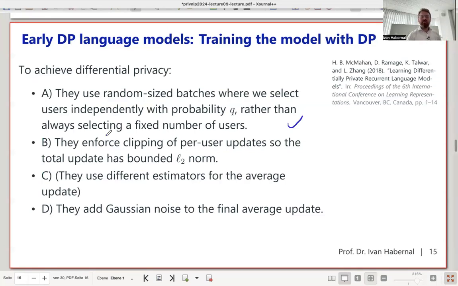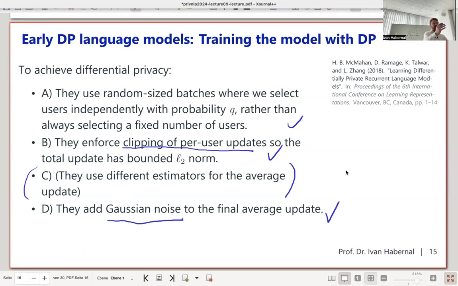They also performed some clipping of per-user updates. Okay, we need to again make sure that these gradients are bounded, so we can apply the DP noise. I don't think we need to spend time on that, because this is off the differential privacy perspective. And then finally, they added the Gaussian noise to the update. So this is basically the DPSGD.